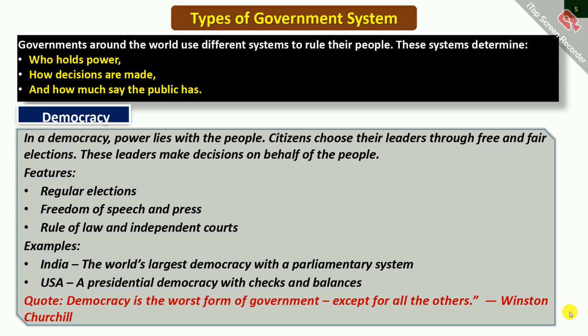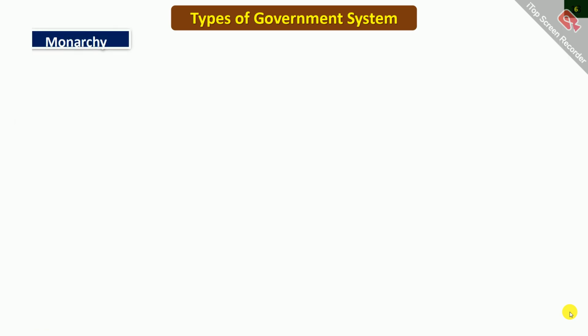These leaders make decisions on behalf of the people, and the features of democracy include regular elections, freedom of speech and press, rule of law, and independent courts. Examples include India, the world's largest democracy with a parliamentary system, and USA, a presidential democracy with checks and balances. There is a famous quote regarding democracy: democracy is the worst form of government except for all the others. That quote was mentioned by Winston Churchill.